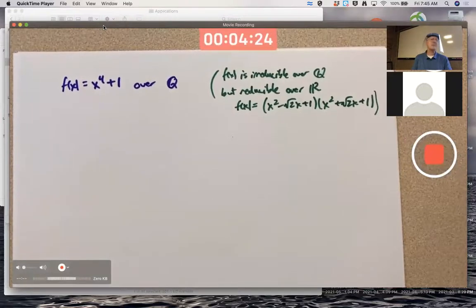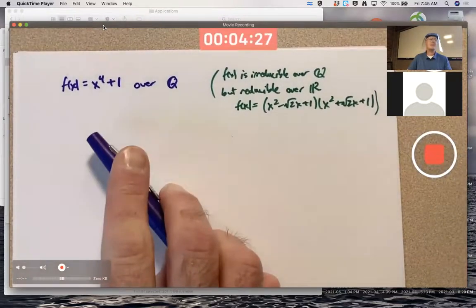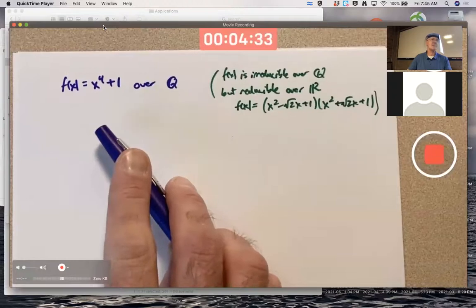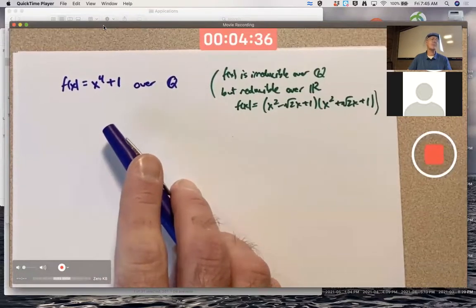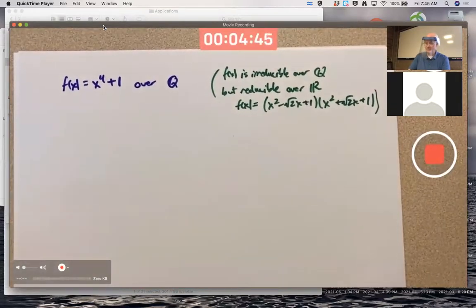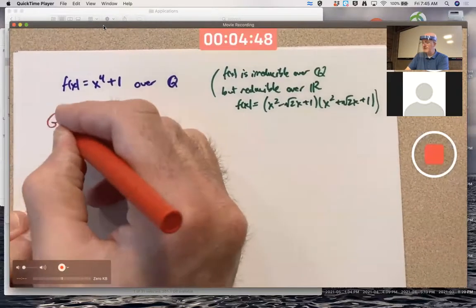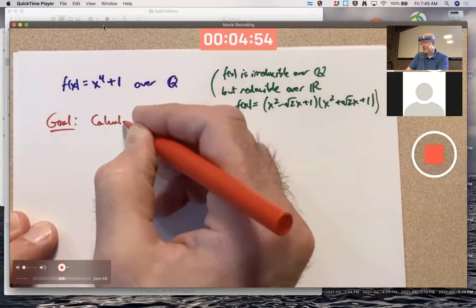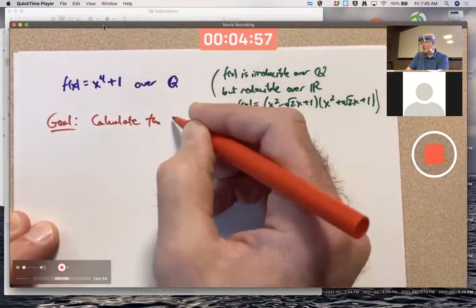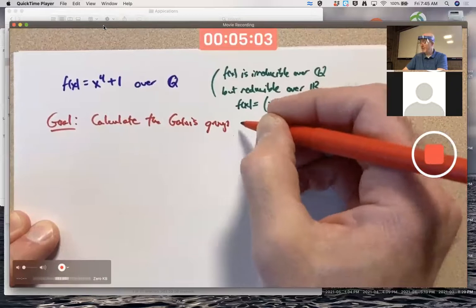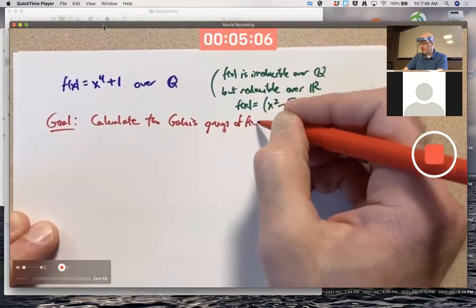Anyway, what are we interested in with this? We're interested in seeing if we can compute the Galois group of the splitting field for this polynomial over Q. And then maybe what will that tell us about that splitting field and possible subfields and that kind of thing. So our goal is to calculate, or determine, the Galois group of f of x over Q.